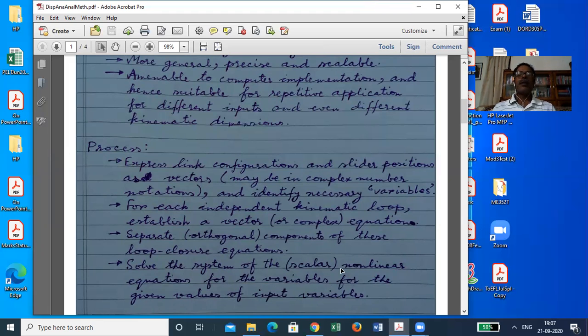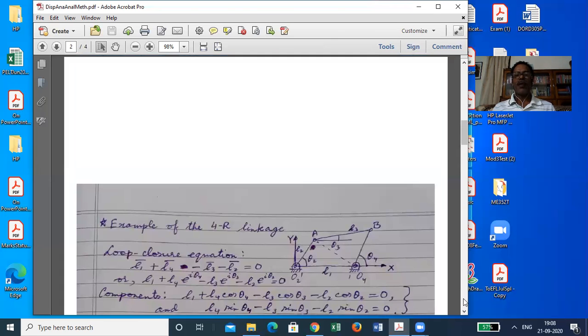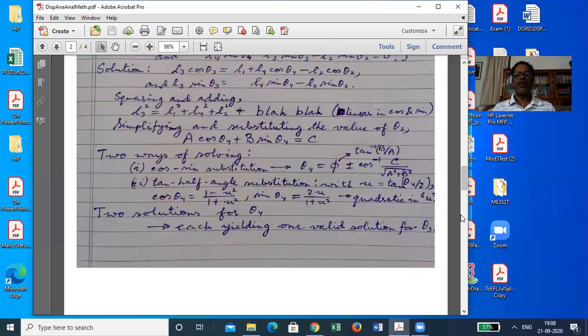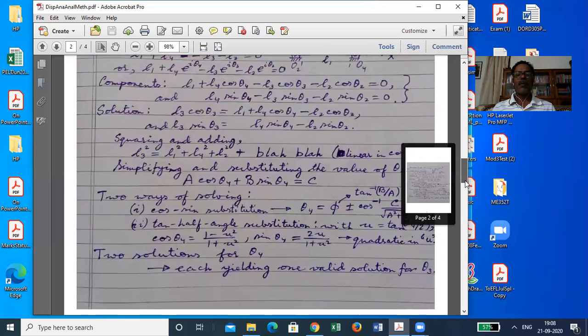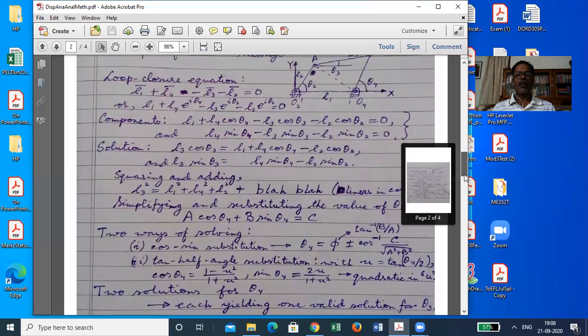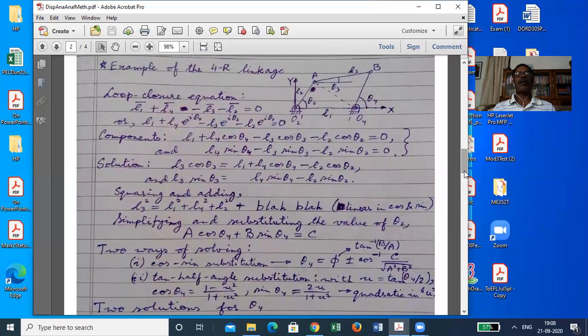And now the number of input variables will be the degree of freedom. Keep in mind, this is a process, and you understand the process only through examples, the way it was in the case of graphical methods. So let us see first the simple example, the 4-bar mechanism. Example of the 4-bar linkage.